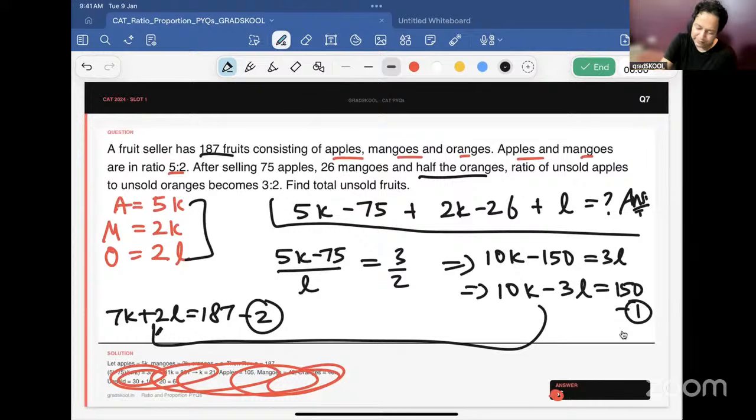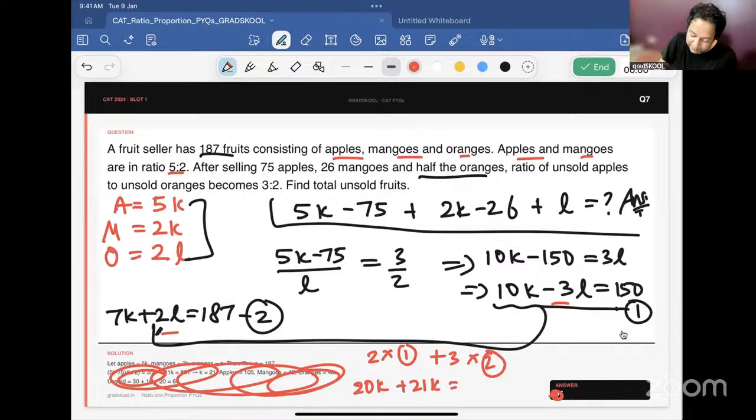Should I do it? Okay, I'll do it. So first equation, if I multiply by 2, 2 times equation 1, and then add 3 times equation 2, this L will be cancelled out, right? Because it becomes 6L. So what do I get? 2 times equation 1, this becomes 20K minus 6L, which gets cancelled out here, plus 21K is equal to 300 plus 561. 561 is what I get.